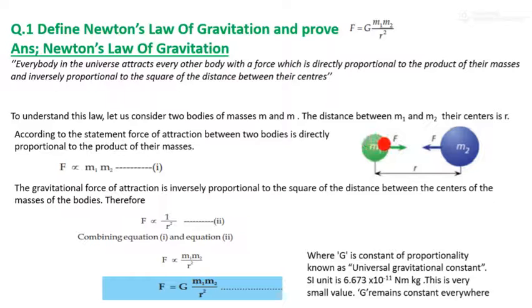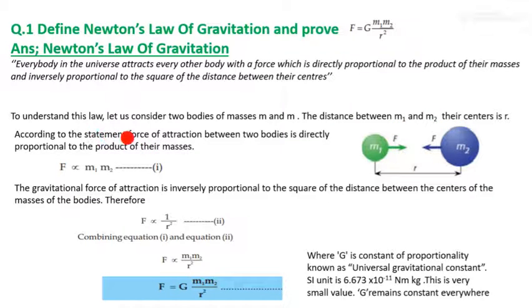Now you can consider two masses m1 and m2. The distance between both masses you can represent as r, and the force of attraction between those masses is the same in magnitude and opposite in direction. Now understand this law. Let us consider two bodies of mass m1 and m2. The distance between m1 and m2, their centers, is r.